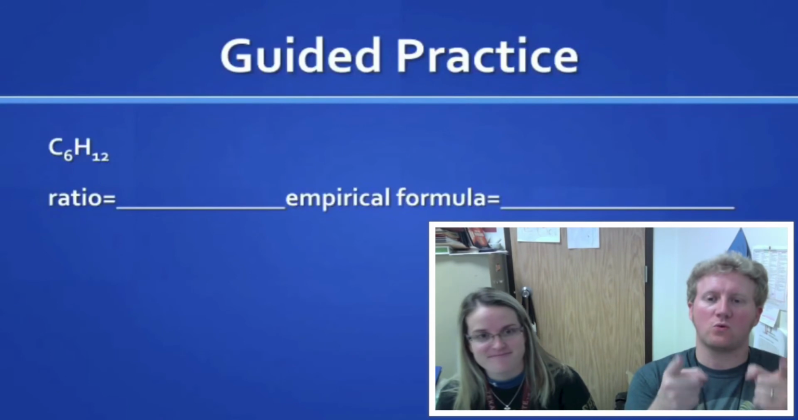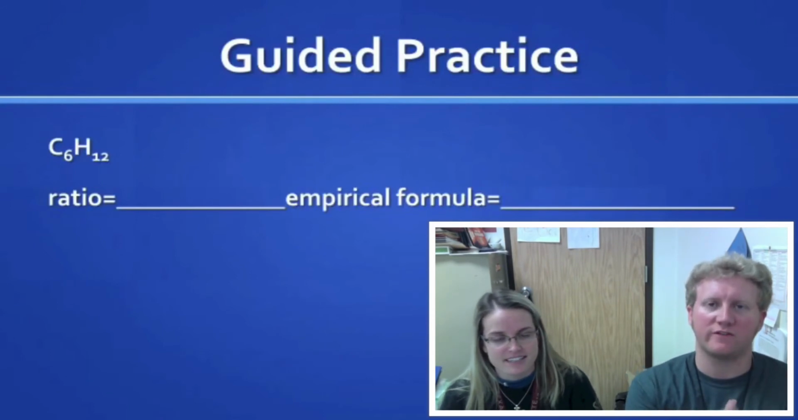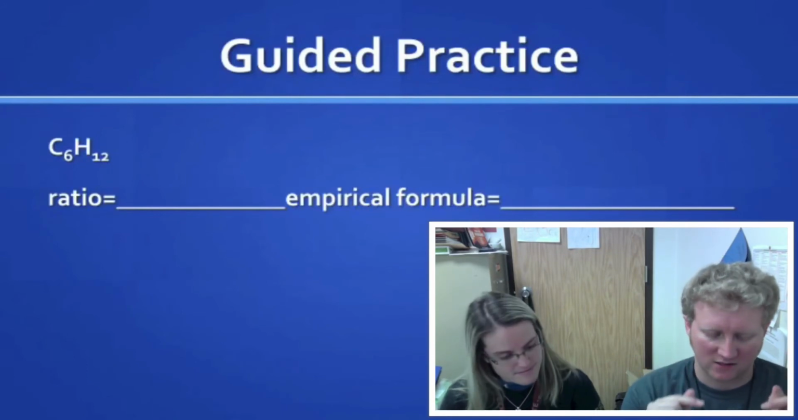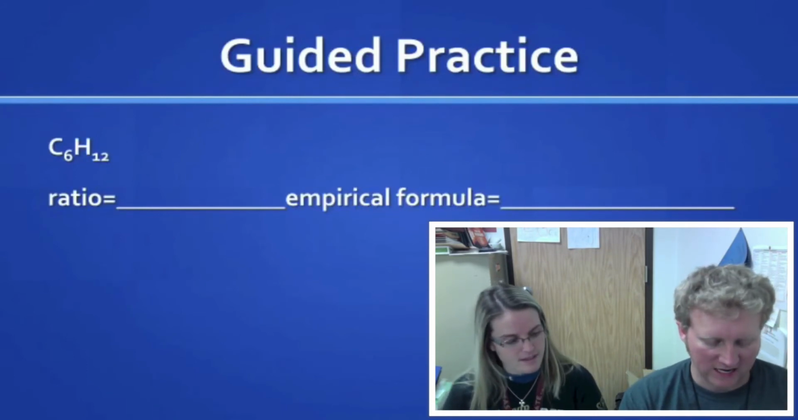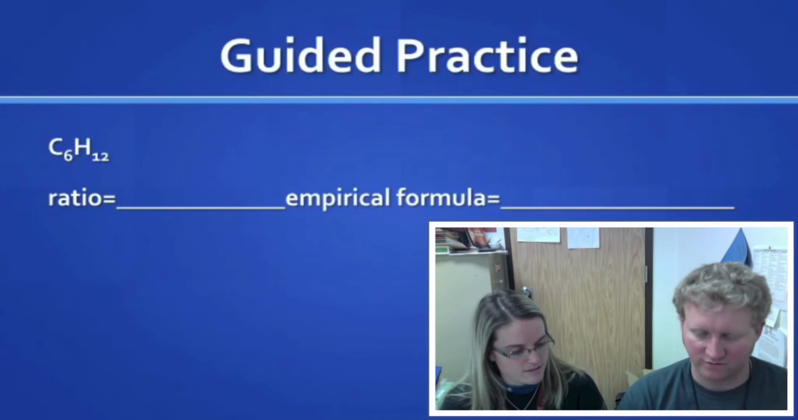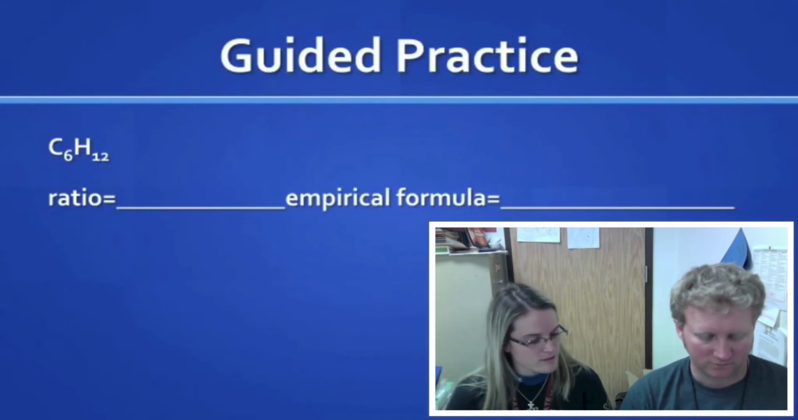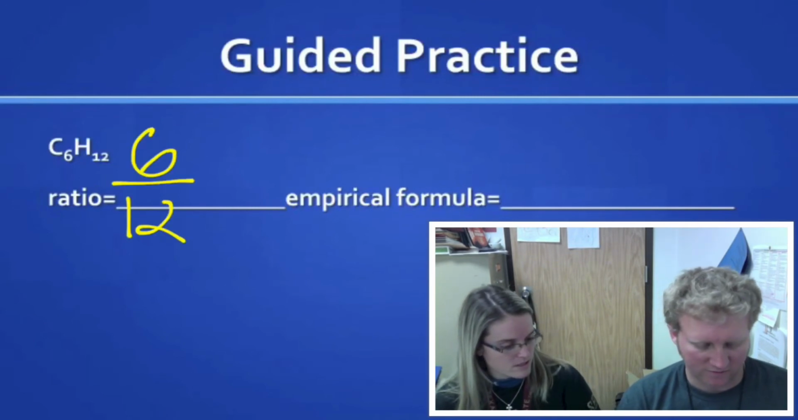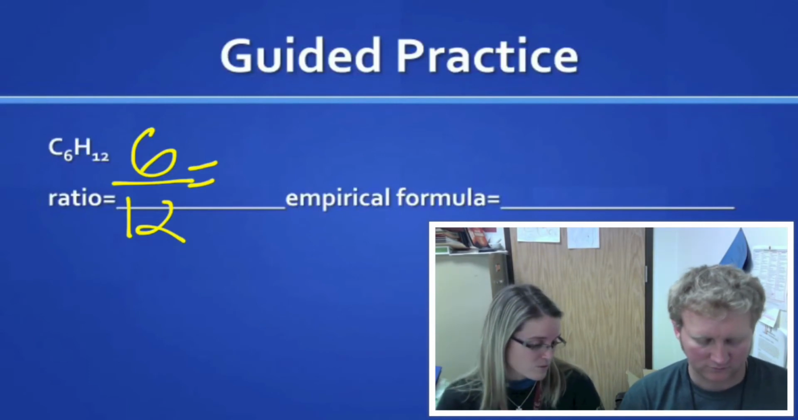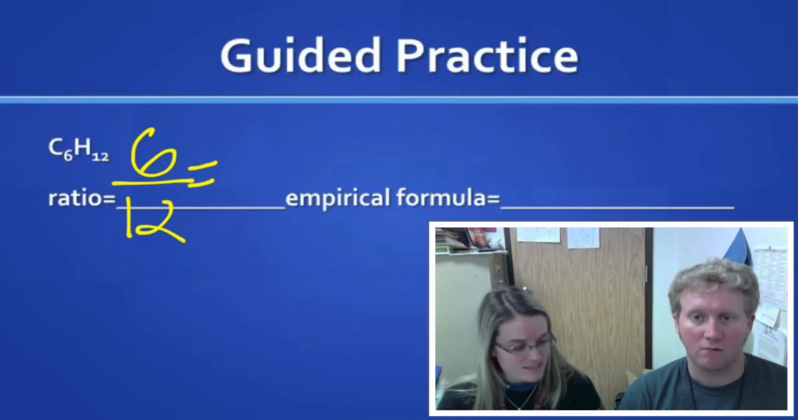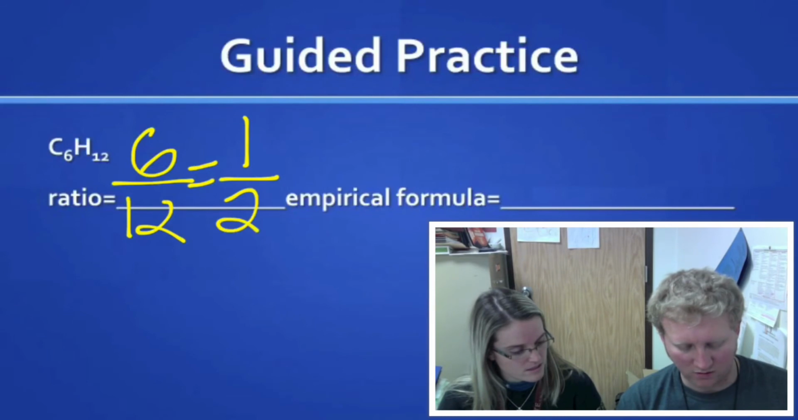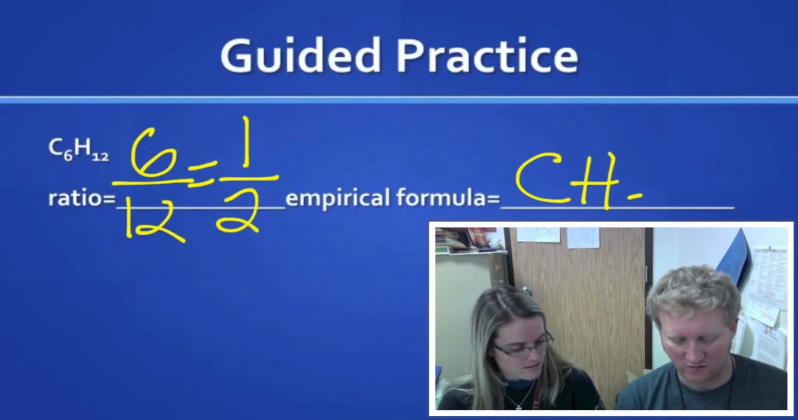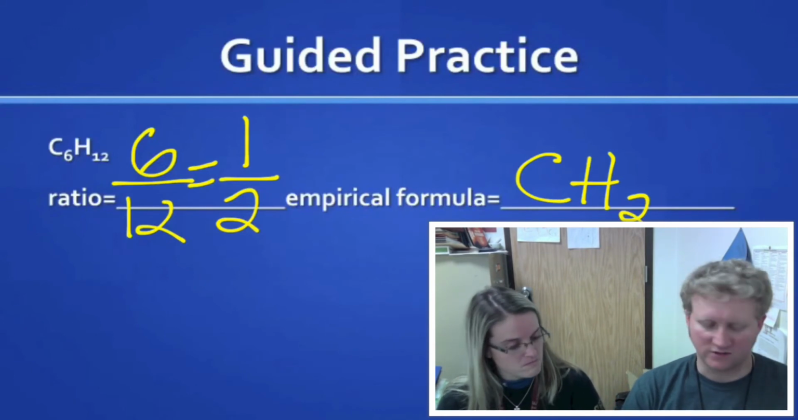Okay, so hopefully you took a couple minutes to try and figure out what these were on your own. So let's go through them real quick and see how you did. I have C6H12. Let's do the ratio first. We start with the subscripts, the small numbers down below, so it's 6 to 12. That can reduce because 6/12 is 1/2. Divide them both by 6. So 1/2 is my ratio. So now I have 1 C, 2 H's. That was nice, right?